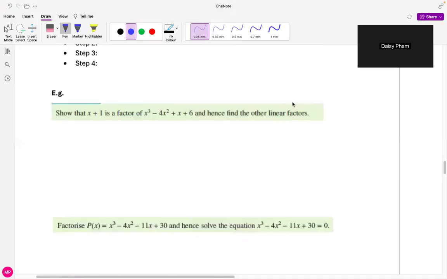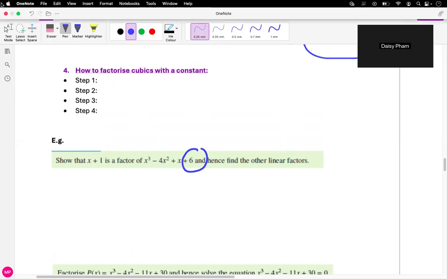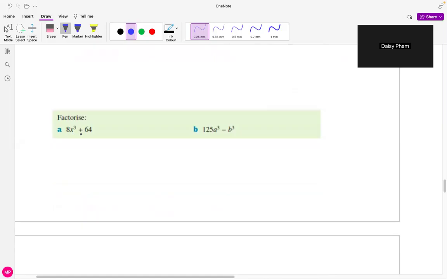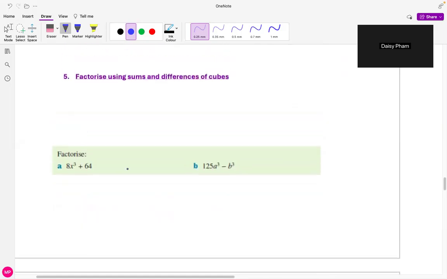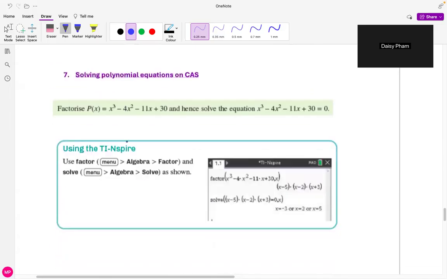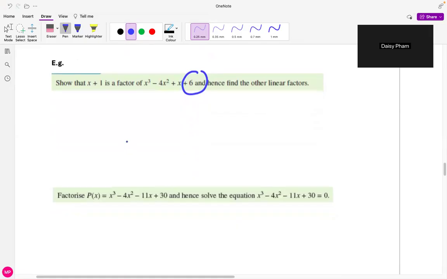Right. So in this video, we're going to talk about how to factorize cubics, and this time we do have a constant here. And later on in the video, we're going to talk about a different way to factorize, which is using the cubics formula and rational root theorem as well. So let's get started.